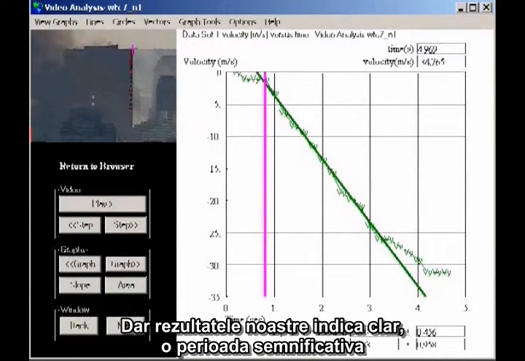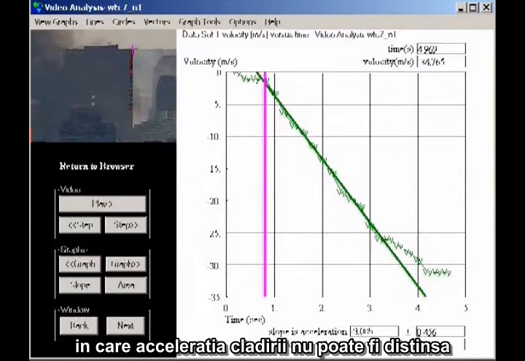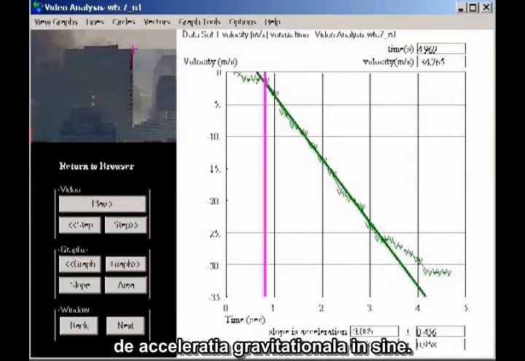Our results, however, clearly show a significant stretch of time in which the acceleration of the building is indistinguishable from the acceleration of gravity itself. In other words, complete freefall.